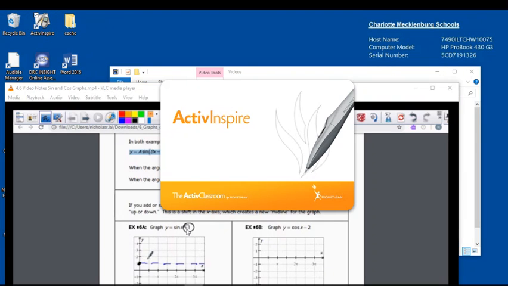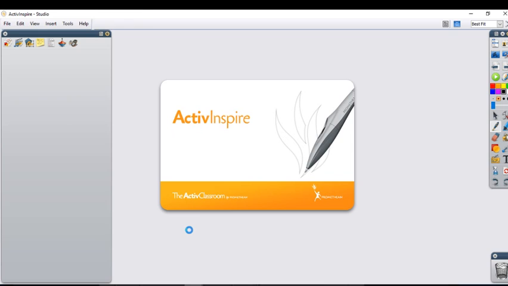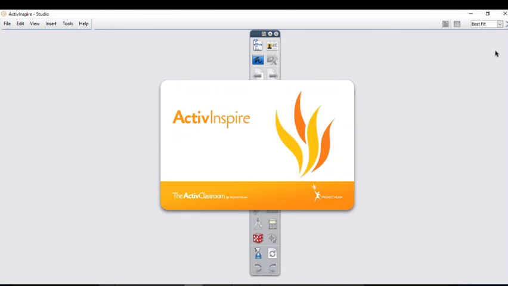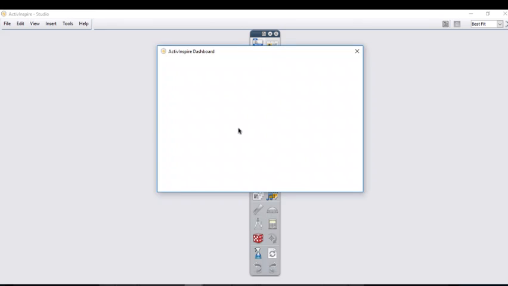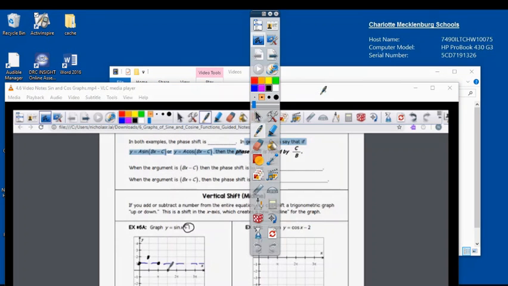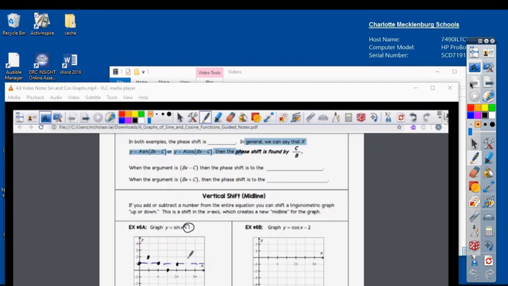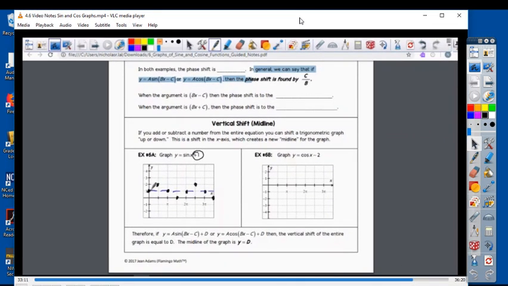So here I'm just showing how a vertical shift is going to alter the midline. But here, going back to the video, when I have bx minus c, the phase shift will be to the right. This is just like horizontal shifts for transformations of functions. And when it's bx plus c, the phase shift will be to the left.